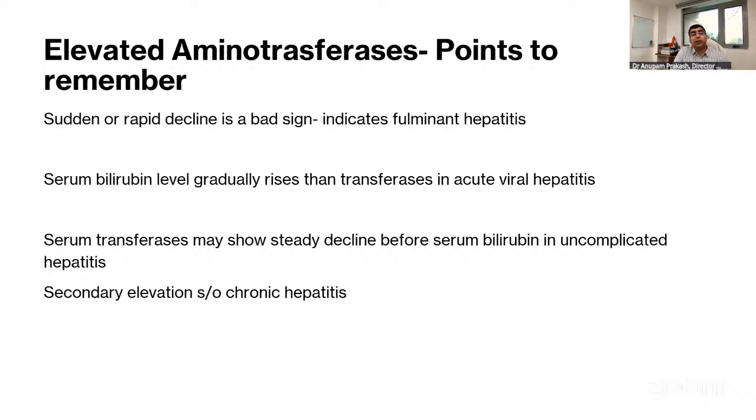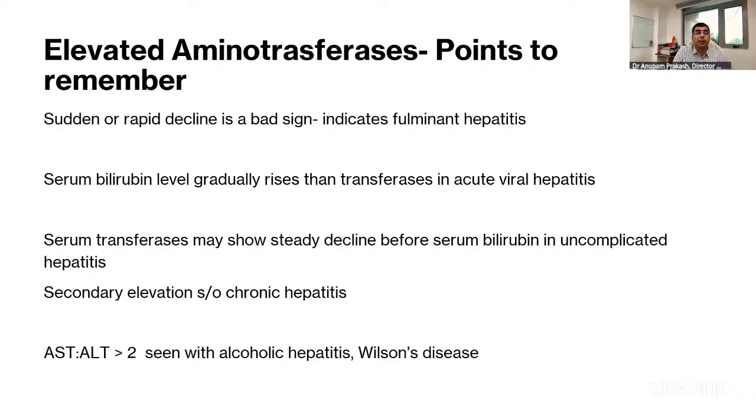Now, if there is a secondary elevation, it suggests that there is an underlying chronic hepatitis, and then there has been a resurgence of what earlier was known as chronic active hepatitis.